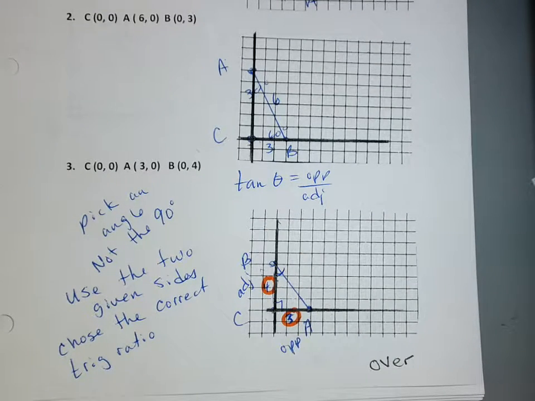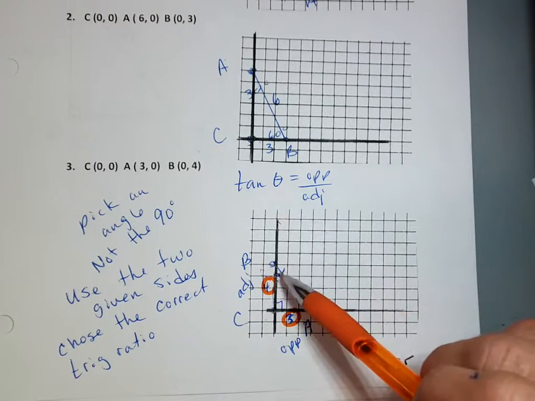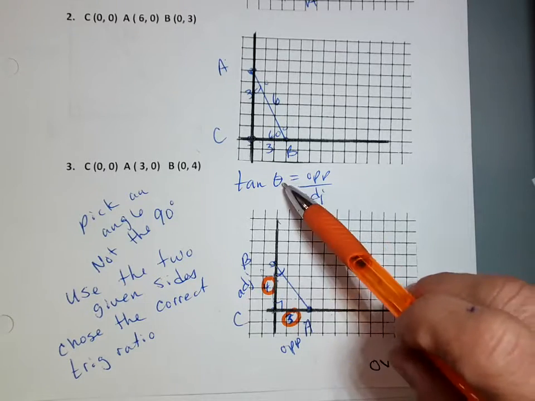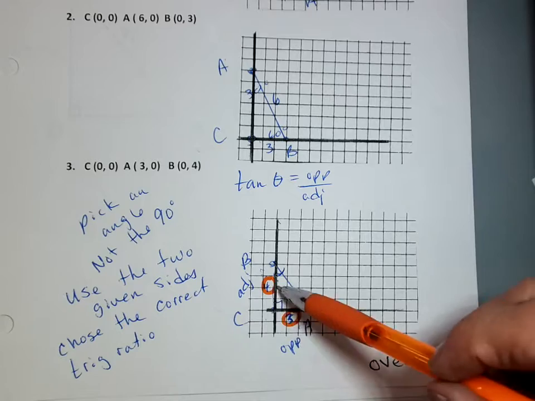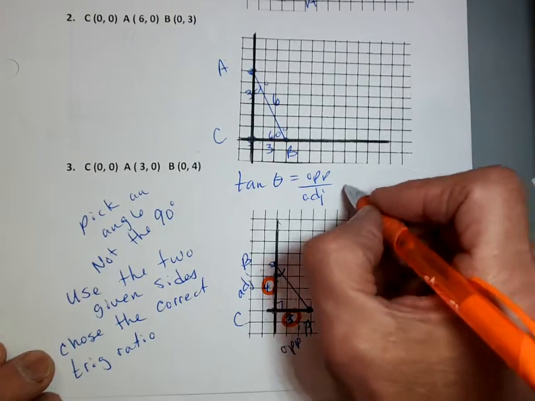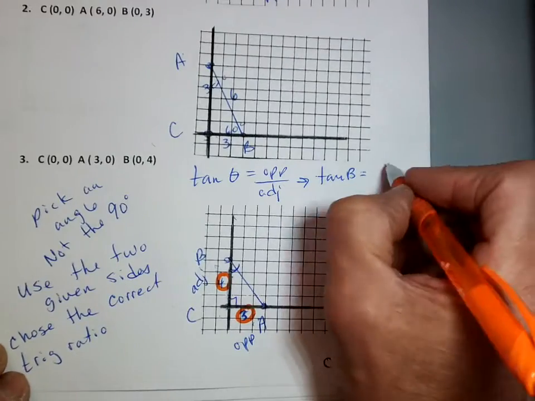So in this case, not theta, but b. Because theta, this symbol means angle, right? And the angle I want to find is b. So I'm going to rewrite theta as b because it's angle b. The opposite is 3, and the adjacent is 4. So I'm going to rewrite this as tangent of b equals 3 over 4.